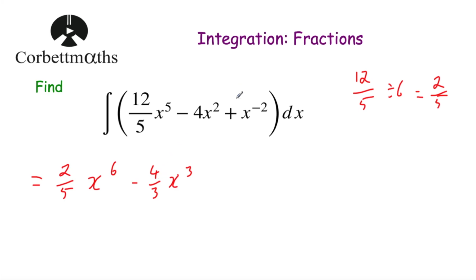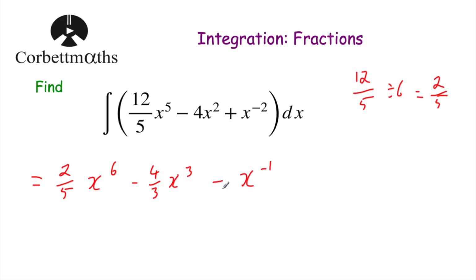And then finally, we've got plus x to the power of negative 2. So we need to integrate x to the power of negative 2. So we're going to increase the power of x by 1. So it'll be x to the power of negative 1. Because if you're at negative 2 and you go up 1, you get to negative 1. And then we're going to divide by the new power. Now here, the number in front of this is a 1. We've got 1 here. And we're going to divide it by the new power. So we're going to take our 1 and divide it by negative 1. And 1 divided by negative 1 is equal to negative 1.